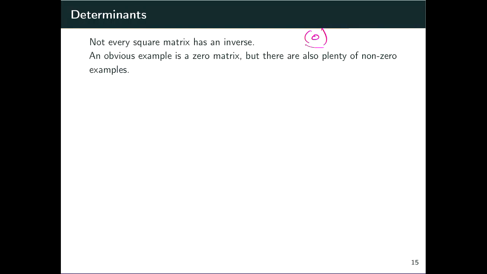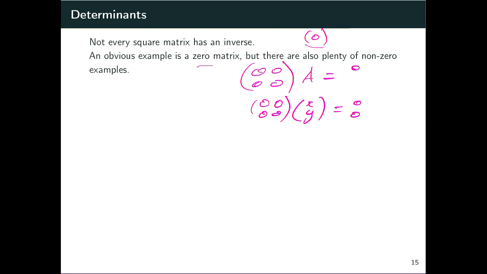And in a similar way, you can't find an inverse for the 0 matrix. So if you had something like 0, 0, 0, 0, this multiplied with any other matrix A, or even a vector x, y, this is always going to be 0, 0, and this is always going to be 0, 0, 0, 0. So 0 matrices are always 0, so there's not going to be an inverse because you can never get the identity out.